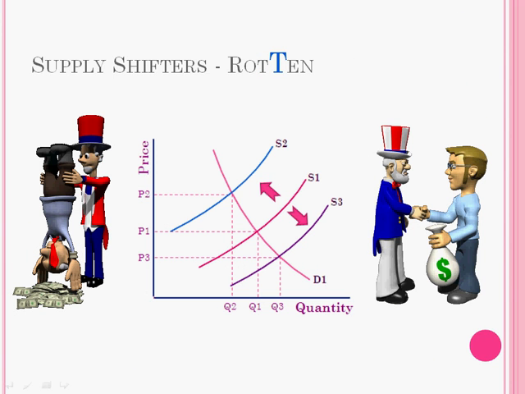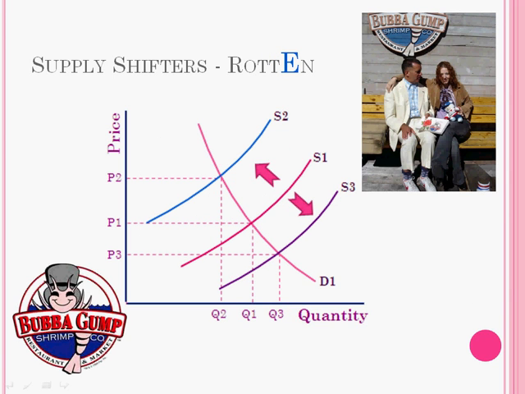Taxes also have an impact. If taxes go up, and we're talking business taxes here, we would see a decrease in supply. If taxes go down, we would see an increase in supply because it changes the cost of production. We also look at not just taxes, but subsidies. If Uncle Sam gives you money, you would see an increase in supply. You can produce at a cheaper cost.